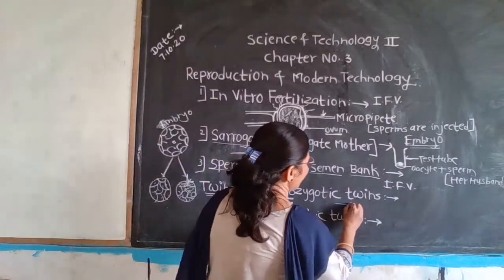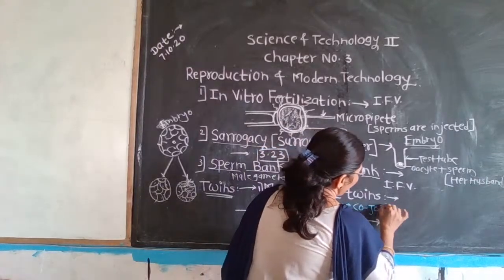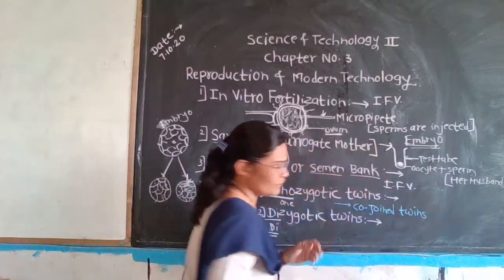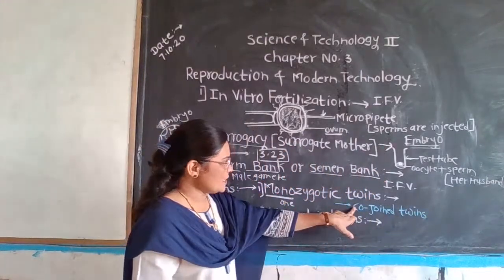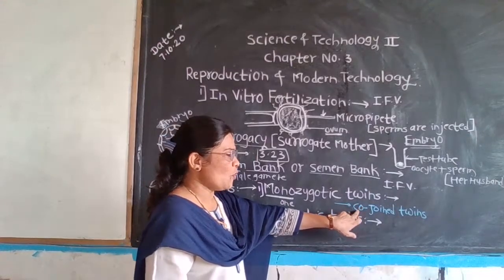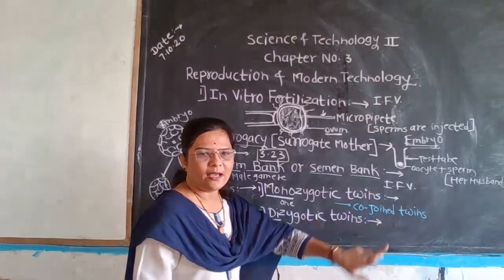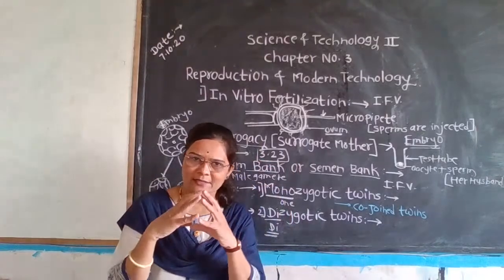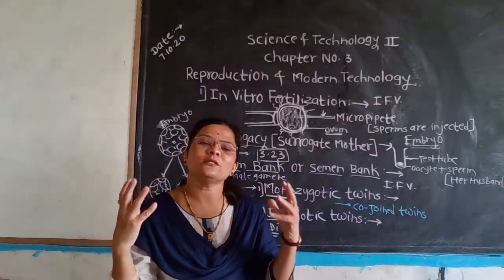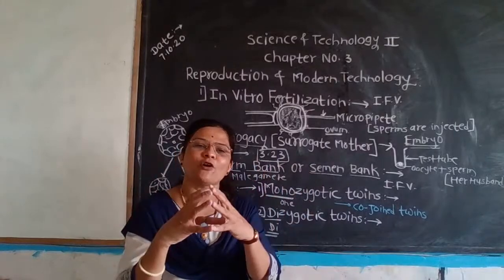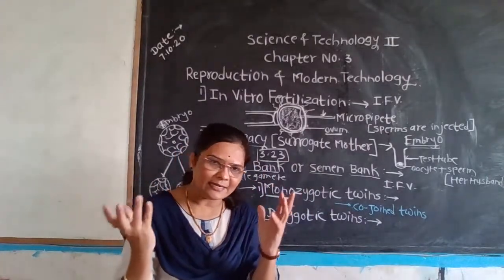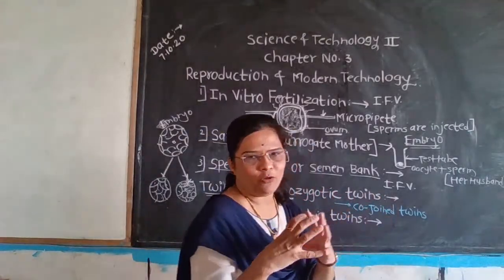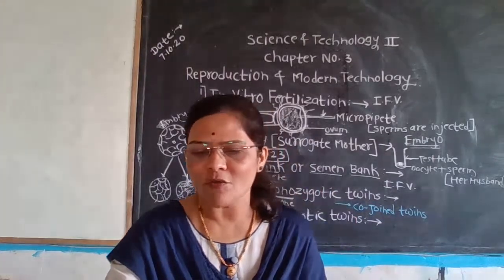In monozygotic twins, co-joint twins are also formed, but this is a rare case. Co-joint twins are rare, and in those cases some organ of the body is joined. Both heads may be joined, both stomachs may be joined, or any other organ, and that is why such monozygotic twins are called co-joint twins.